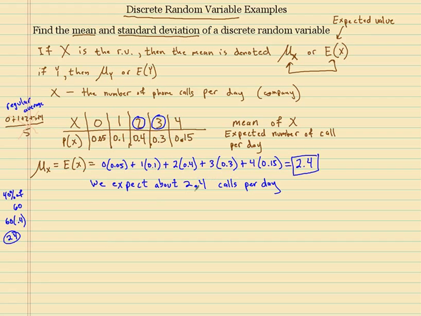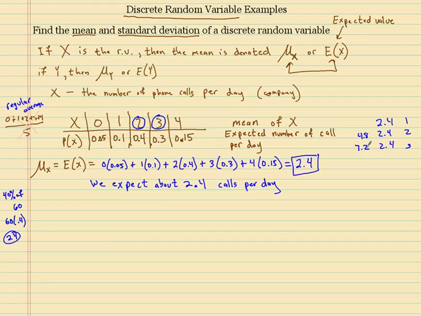So in one day it might be 2.4. What about the second day? The second day will be another 2.4, which makes 4.8. In 3 days, it's another 2.4, which is 7.2.